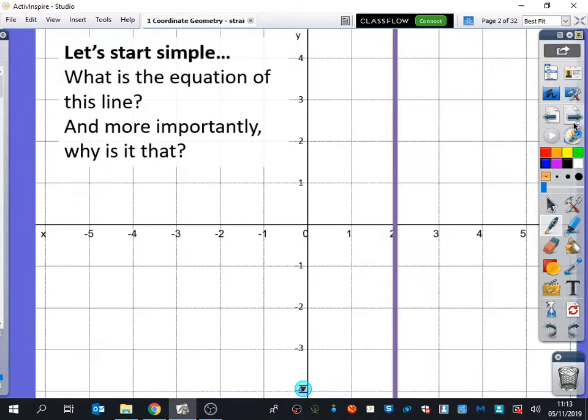Okay, so starting at the very beginning, keeping it super simple just to see that we're all on the same page. I want you just to talk to the person next to you. It says, what is the equation of this line? I'm obviously talking about this blue line that's here. But the most important thing I want you to see if you can explain to someone is why is that the equation of the line? So I'll give you 30 seconds. What's the equation of that line and why is it the equation of that line?